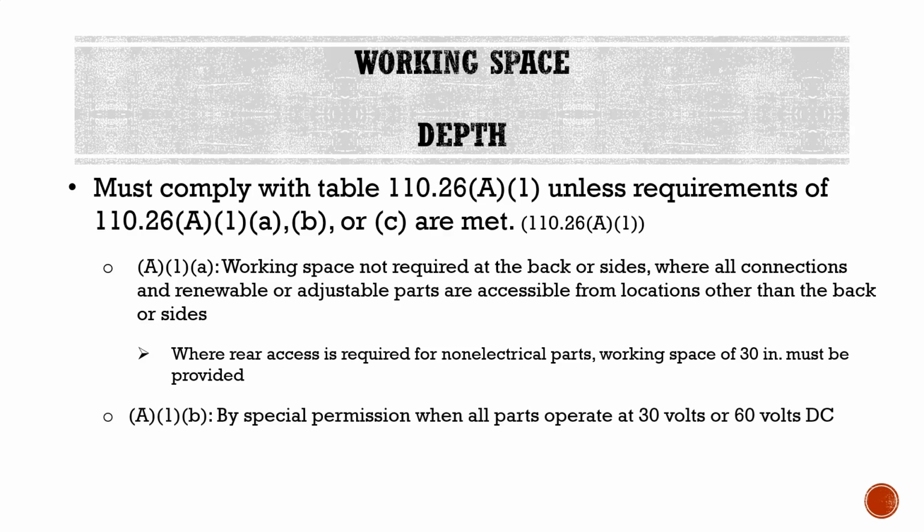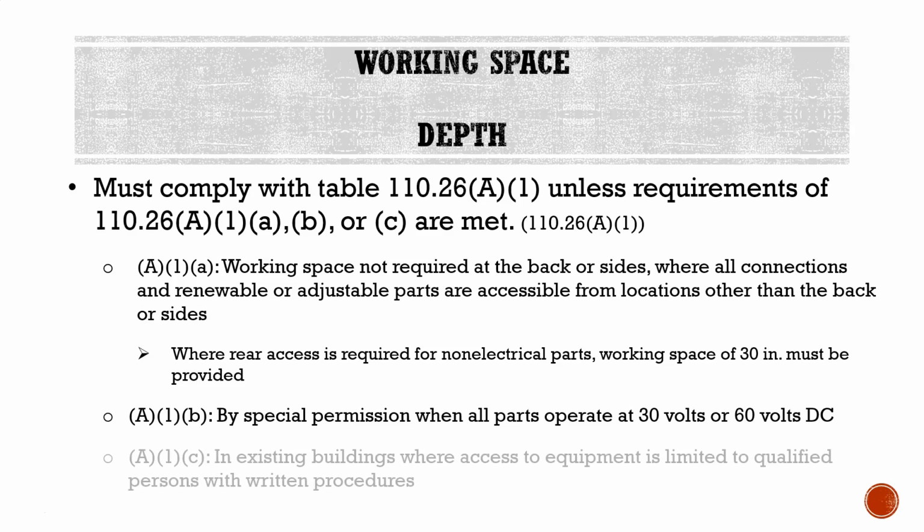30 inches. A1B tells us by special permission, when all parts operate at 30 volts or 60 volts DC. Special permission, typically this is going to mean the AHJ, as we talked about in our first lecture of the course, giving special permission or waiving certain requirements. And A1C tells us in existing buildings where access to the equipment is limited to qualified personnel with written procedures. So this is typically achieved a lot of times by having a dedicated electrical room for the equipment. You know, you have locking doors to the electrical equipment that only certain people have keys to or card access to.